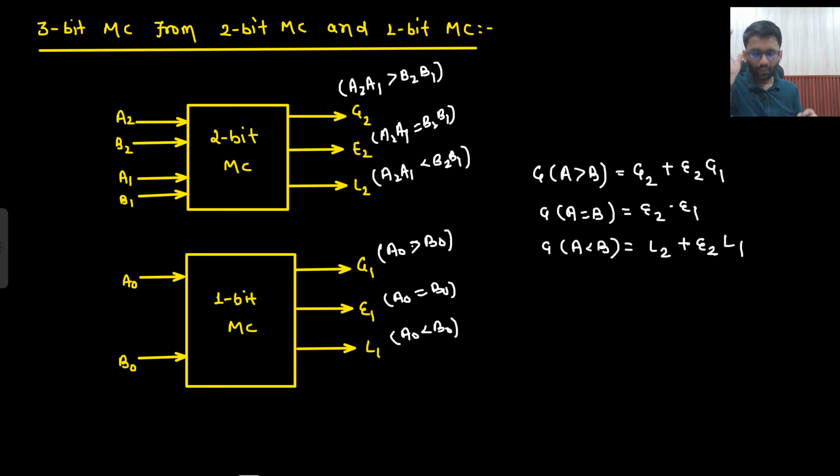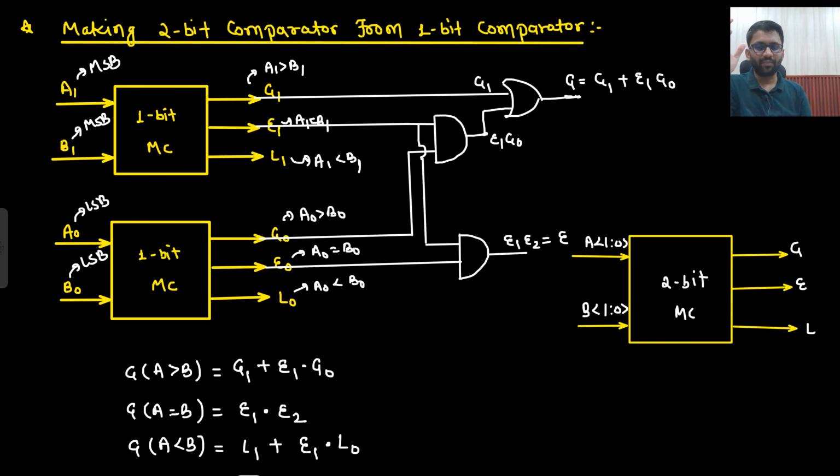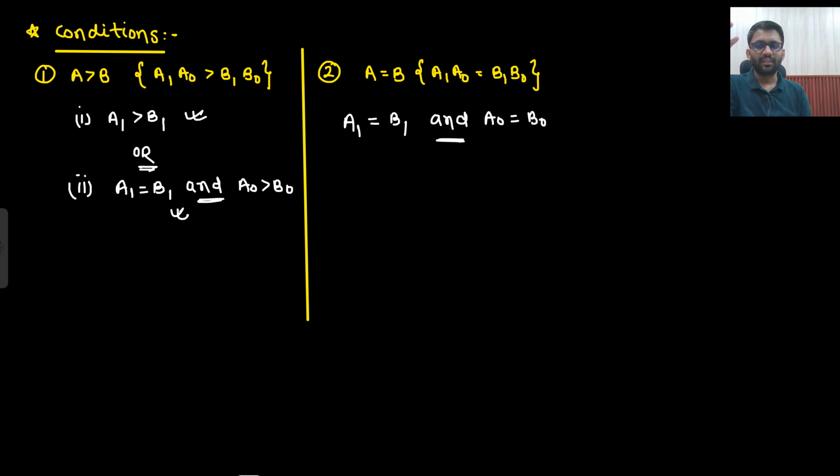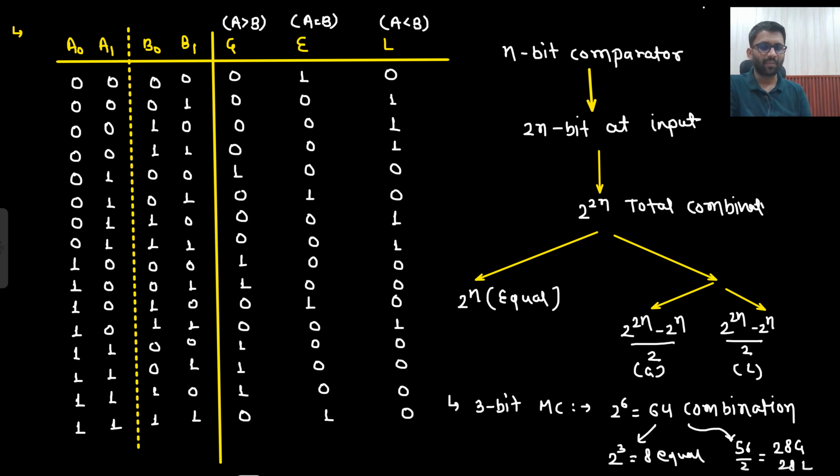And now I hope till this point everything is clear in magnitude comparator. A lot of times I have seen people writing down the final expression using the K map, but we are not going to use the K map. I have drawn this combination just to make you understand that for an n-bit comparator there would be 2n bit input, and 2 to the power 2n will be the total combinations. Out of these, 2 to the power n will be equal, and the rest will be unequal, greater or lesser. So half of them will be greater, half of them will be lesser.